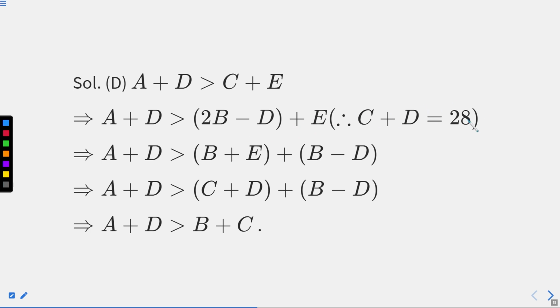We know that it is not 28, that is 2B. Make this correction, please. We know that C plus D is 2 times B. So, C comes out to be 2B minus D. Here we'll replace the value of C with 2B minus D plus E. Now, we'll get this expression. As we move forward, we know that B plus E, and here we are getting B minus D. We just split it into B plus B, and eventually we are getting close to this.